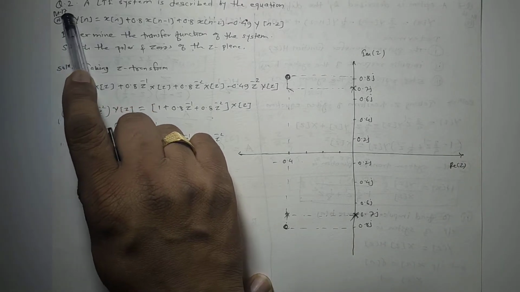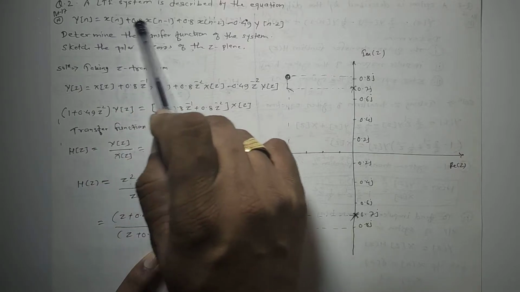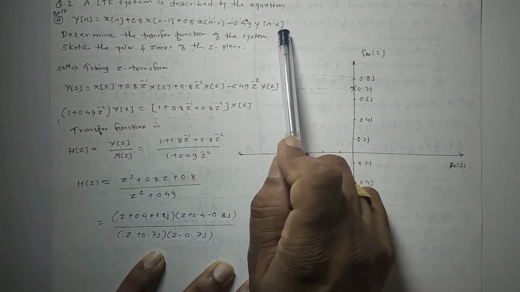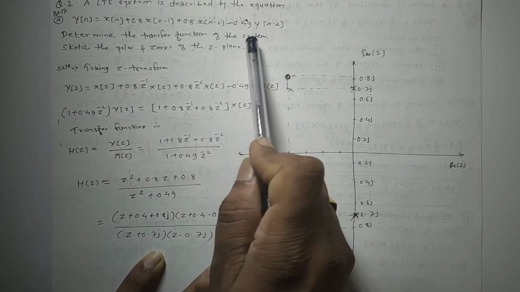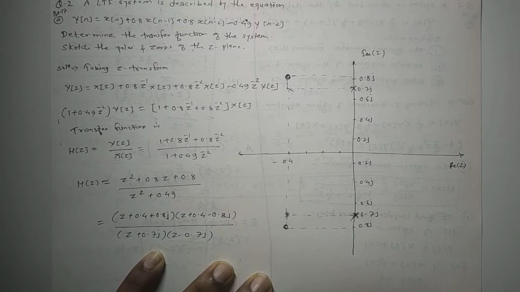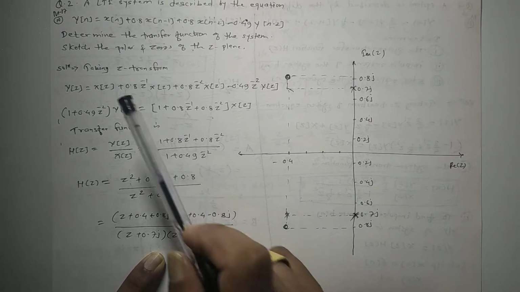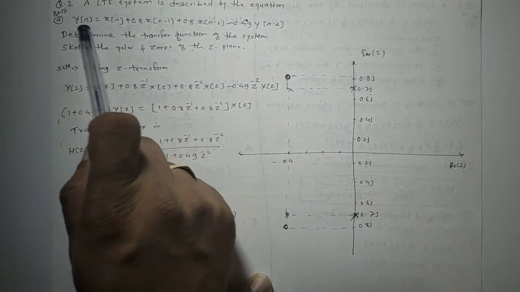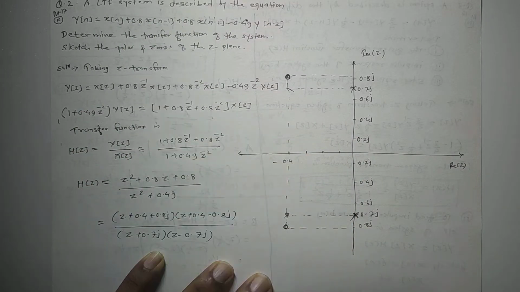So this problem was asked in May 17 for 10 marks. An LTI system is described by the equation y of n is equal to this one. Determine the transfer function of the system and sketch the pole zero plot of the system in Z plane. Okay. So y of n will be given. The difference equation is given. We have to obtain the transfer function.